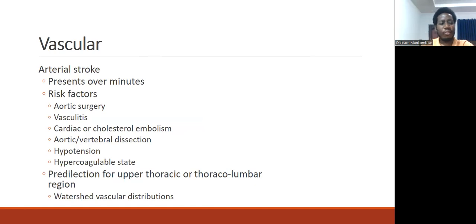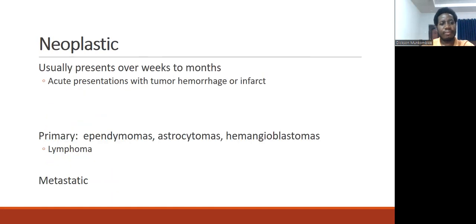Then for vascular etiologies, we tend to look at arterial strokes, which present hyperacutely to acutely, over minutes. The risk factors are mainly surgery, vasculitis, cardiac or cholesterol embolism, hypertension, and the hypercoagulable state. So basically, the risk factors for strokes elsewhere tend to also be the risk factors for strokes in the spinal cord as well. And these strokes have a predilection for the upper thoracic or thoracolumbar region, as well as the watershed vascular distributions.